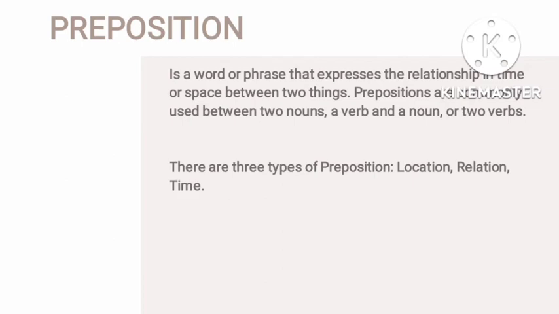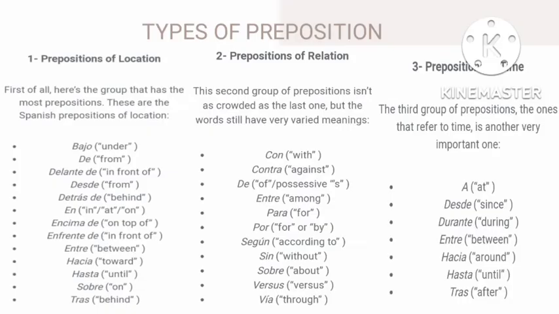Also, there are 3 types of prepositions. The first one is the prepositions of location. The second one is the prepositions of relation. And the third type of preposition is the prepositions of time.